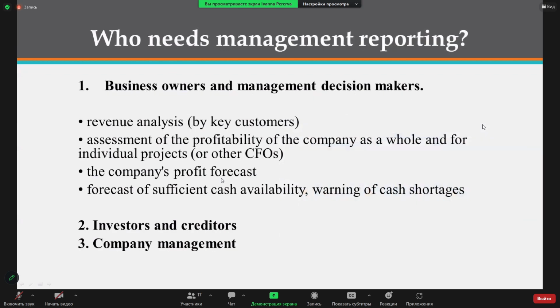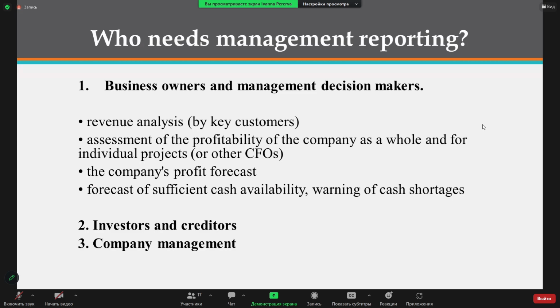So for whom we need our reports, doesn't matter, management or accounting, but now we'll pay more attention especially to management reporting. First one who will use our reports will be our owners or top managers who are making decisions in our company. The second group who can use our reports are our investors and creditors.